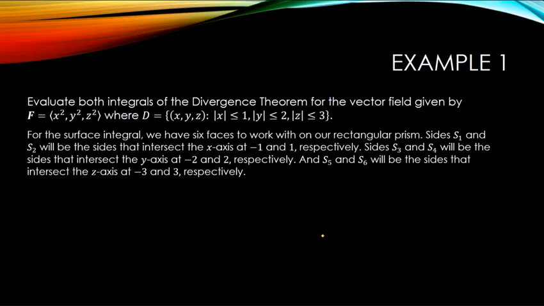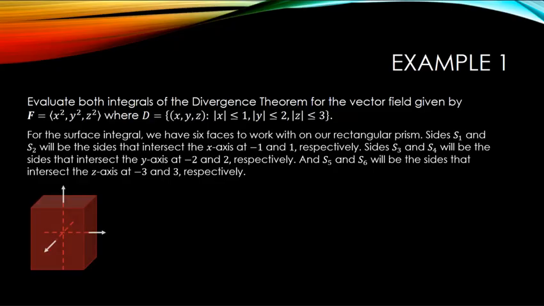For the rectangular prism I have, we have 6 faces to work with. I'm going to take sides S1 and S2 to be the sides that intersect the x-axis at -1 and 1 respectively. S sub 3 and S sub 4 will be the sides that intersect the y-axis at -2 and 2, and S sub 5 and S sub 6 will be the sides that intersect the z-axis at -3 and 3 respectively.